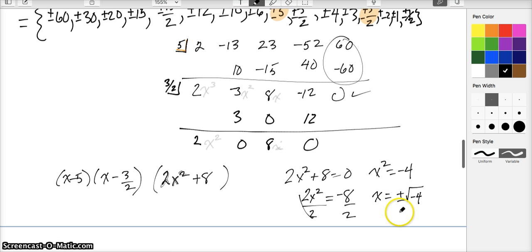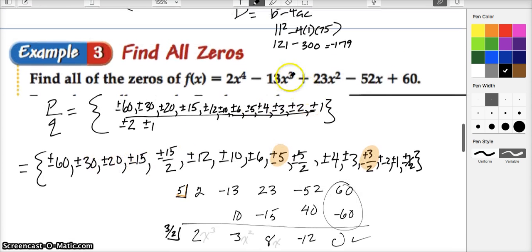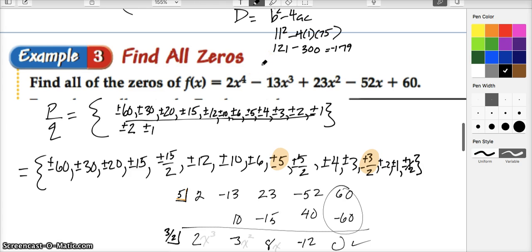The square root of negative 4 can be written as 2i, i taking care of that negative, and 2 being the square root of 4. And so my answer for that is plus or minus 2i. My answer for the whole problem is that the zeros are at 5, positive 3 halves, and plus or minus 2i.